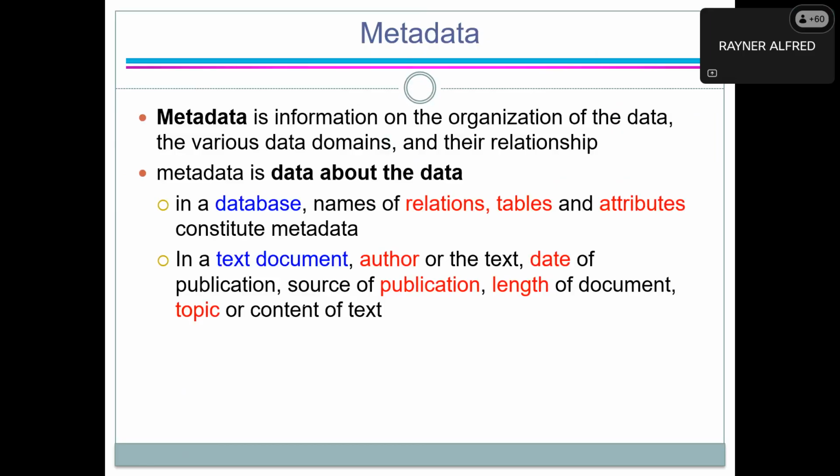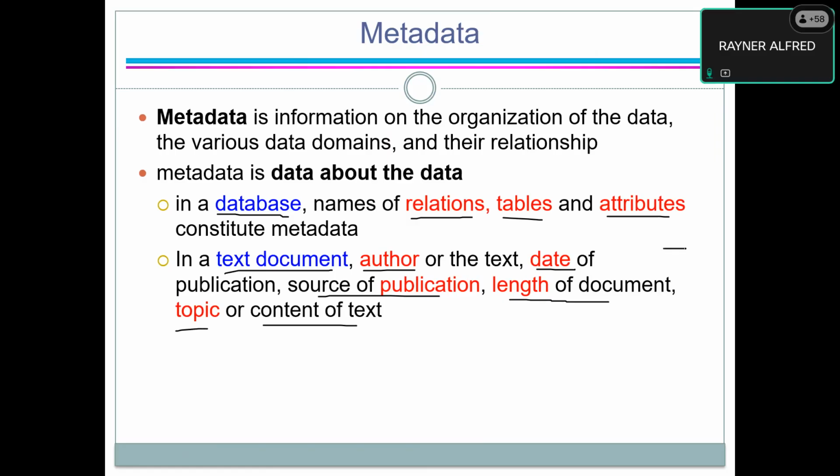So if we compare in database, all of you have taken database, right? So we have relation, table, and attribute. So these are the metadata that we could extract from your database. But in text document, we have some other information. For example, we want to know who is the author, when the paper is published, and who is the publisher, and number of pages, and what is the topic and the content of the document. So these are the information about your data that we need to extract.